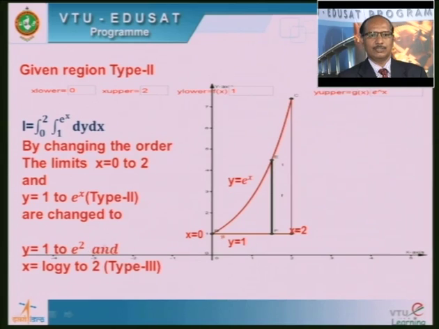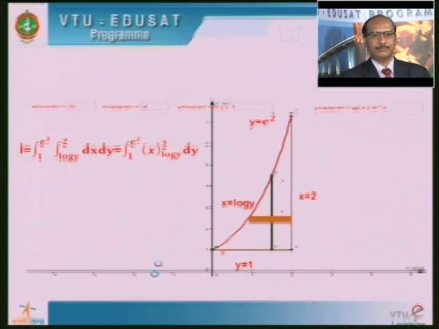From the same figure, you can express x in terms of y. So y is equal to e raised to x. Taking log on both sides, log y is equal to log of e raised to x, so x is equal to log y. This is the lower limit of x, and the upper limit is 2, which is already there, x equal to 2. In this way, we have changed the type 2 region to a type 3 region.